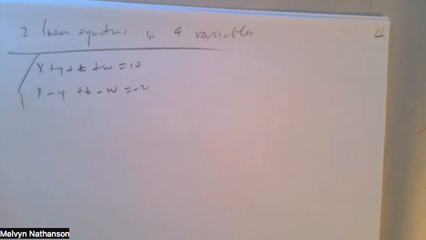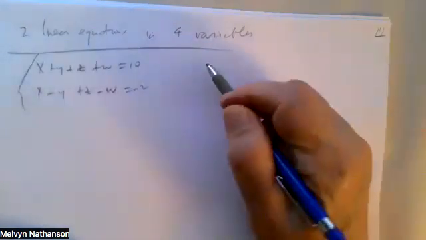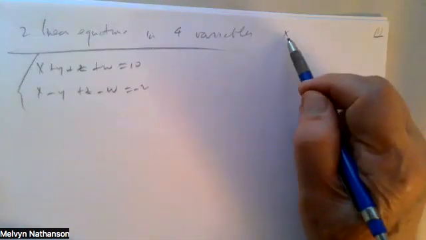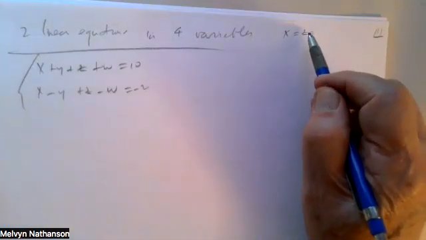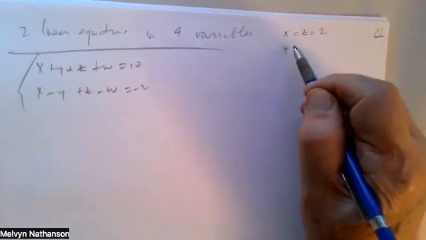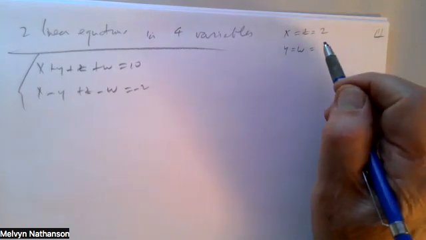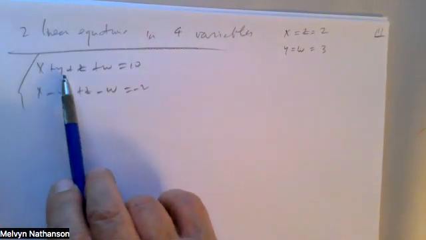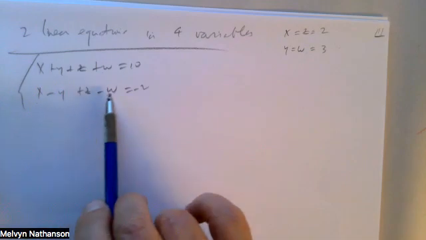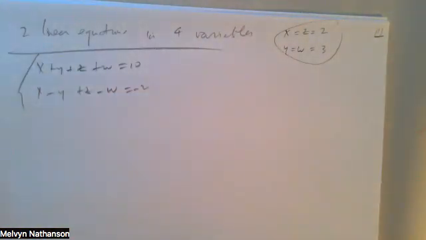By the way, what happens if the system is inconsistent? You'll get an equivalent system of equations which is unsolvable, has no solution, so you know the system is inconsistent. Here you can actually see that there is a solution. So if I let x and z be equal to 2, and y and w be equal to 3, I get 2 plus 3 plus 2 plus 3 is 10. 2 minus 3 plus 2 minus 3 is minus 2. So this is actually a solution. So we know this system is consistent before we start.